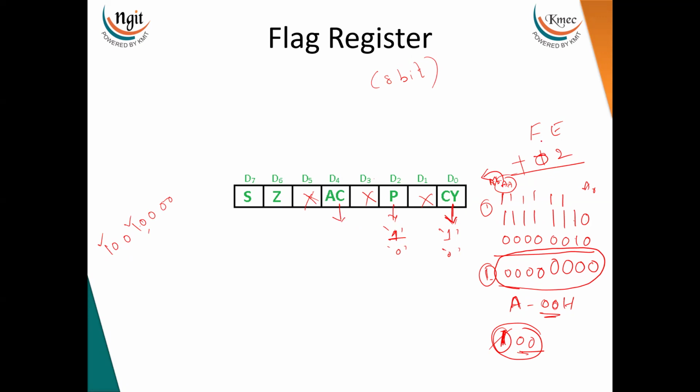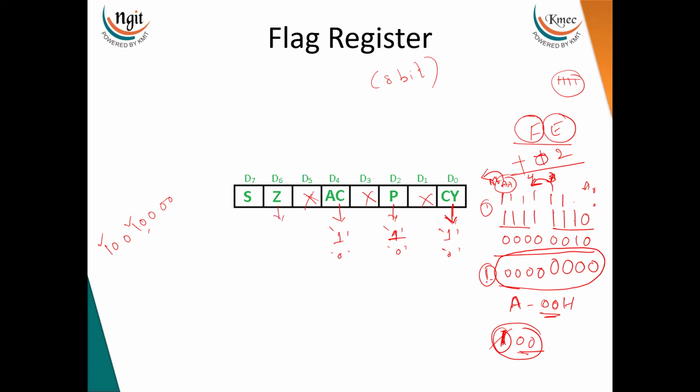Now coming to the auxiliary carry. In this complete FE, E is the lower nibble and F is the higher nibble. A nibble is 4 bits together. So this is the lower nibble and this is the higher nibble. When we are doing the addition, if any carry generates from the lower nibble to the higher nibble, that is, from the third bit to the fourth bit, counting 0 bit, 1 bit, 2 bit, 3 bit, and this is the fourth bit, then the auxiliary carry will set. Otherwise, it will reset.